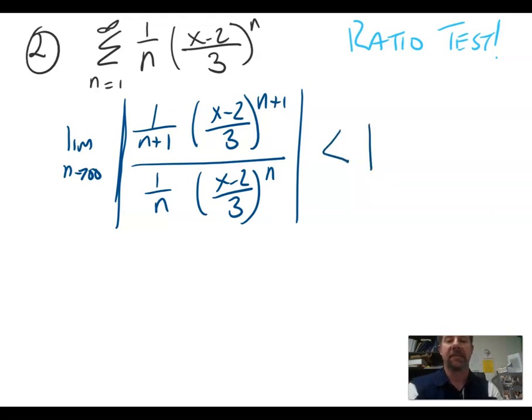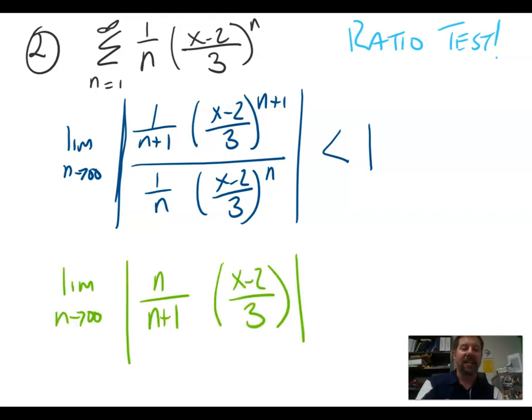All right, so now I'm going to simplify this. And when I do this, I kind of keep it in parts. So I keep my n part together, and my x part together. When I divide these fractions here, again, you need to flip and multiply. So that would give me n over n plus 1. And then when I divide the x minus 2 over 3 parts, I would subtract exponents, and I would just get x minus 2 over 3 to the first. All right? So that leaves us with this right here.